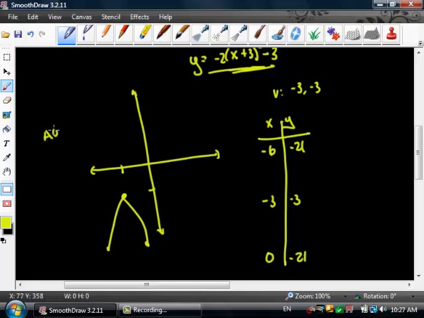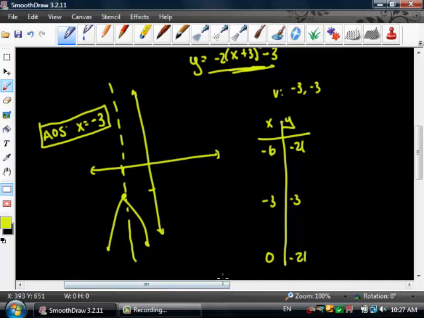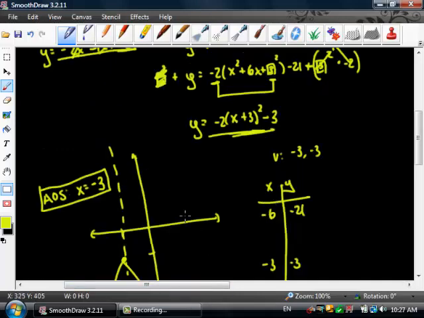I need an axis of symmetry. Anyone know what the axis of symmetry of this parabola is? Chief? X equals negative 3. Remember, the axis of symmetry is a line, so make sure it's going to represent that line. And you do that.